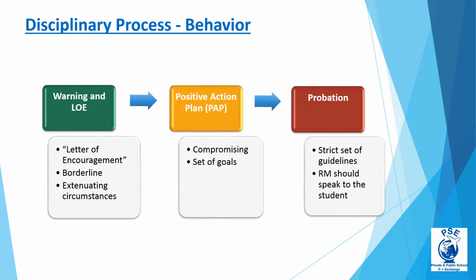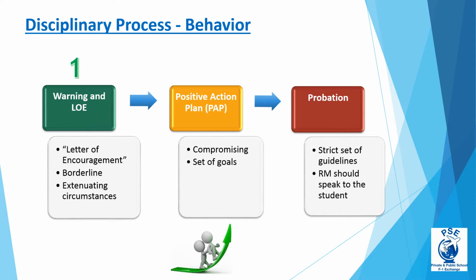There are essentially 3 steps to the disciplinary process with regards to behavior issues. 1 or more steps may be skipped based on the nature or seriousness of the infraction. As you become more experienced with this process, it will be easier to determine what approach to take. Always seek coaching and direction from your regional manager and contact your PSE office before proceeding with any official disciplinary procedures. First, the student will be given a warning and letter of encouragement.